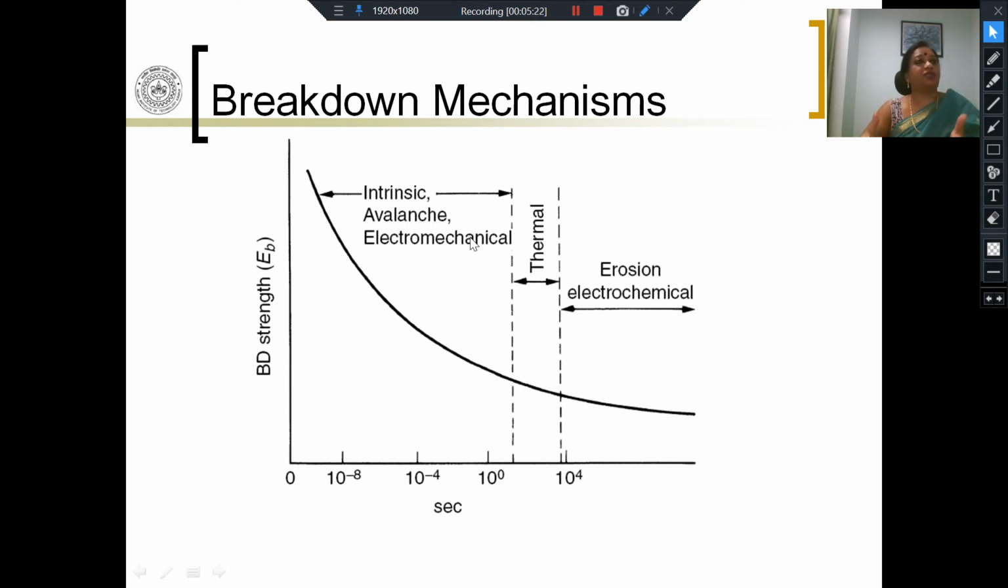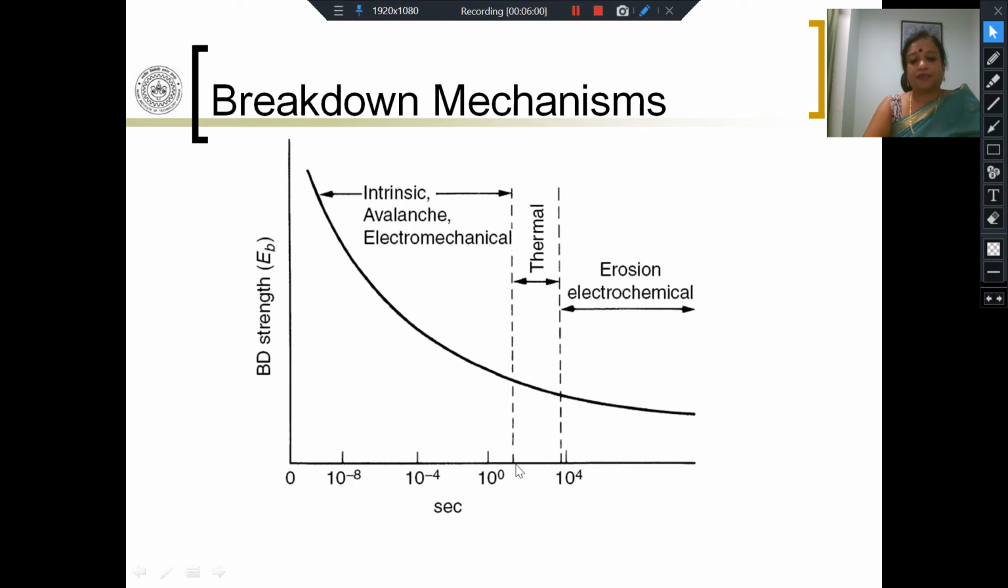So depending upon the time frame, various kinds of breakdown mechanisms can come into operation, and depending upon the breakdown mechanism, breakdown may or may not happen. What I mean by this is, if you see that a particular material breaks down at times lower than a couple of seconds, you might well imagine that the processes which lead to its breakdown are intrinsic, avalanche, and electromechanical processes of solid breakdown. I will explain them a little later.